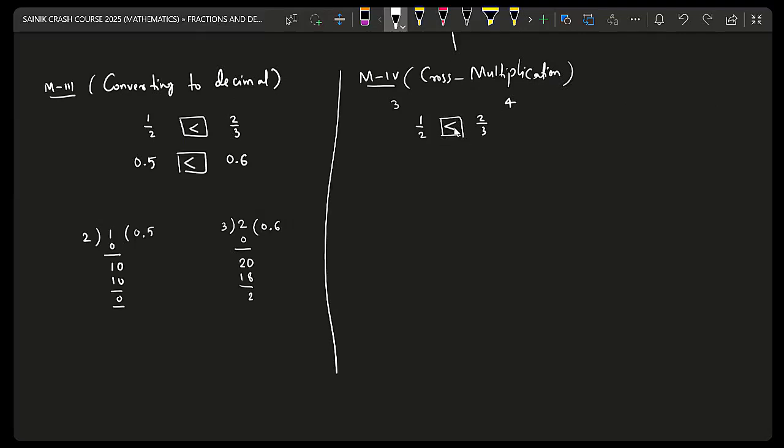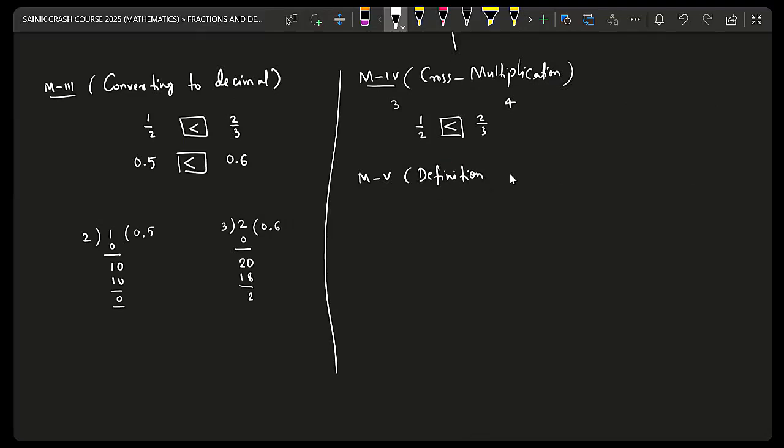That's it. Cross multiplication is very simple. Just bottom to top, you do cross multiplication. Whichever product is less, that is less. Whichever product is more, that is more. So here also we got the same answer. Next, method number 5. Method number 5 is the definition method.